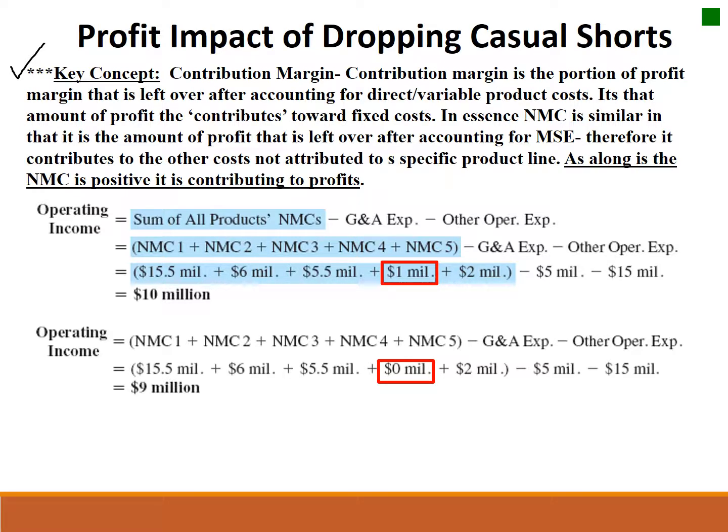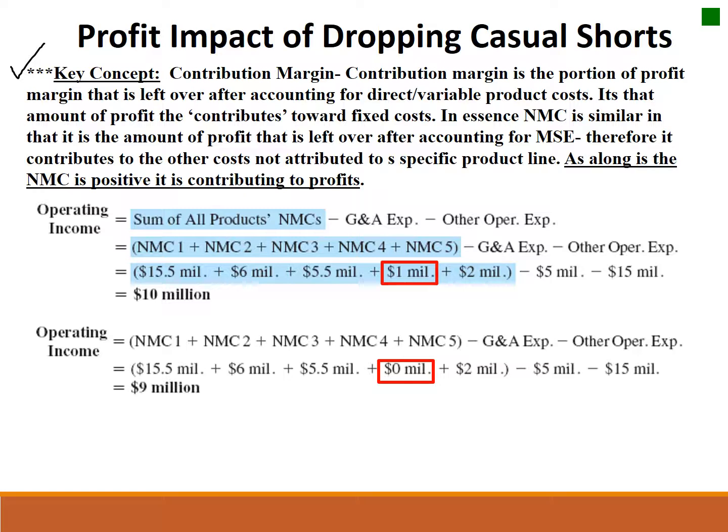Okay, and basically the idea is the contribution margin is the portion of profit that we can pile on into fixed costs. So like I produced a product, I sold the product, I've paid my variable costs off, and whatever's left over I can contribute to paying down fixed costs. Basically what's happening is the net marketing contribution is very, very similar conceptually to this leftover amount of profit. It's the amount of profit that's left over after accounting for marketing and sales expenses.